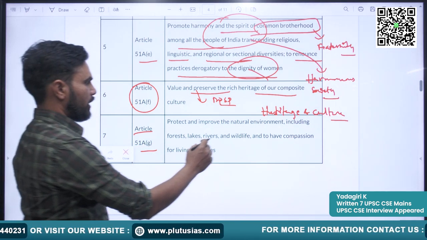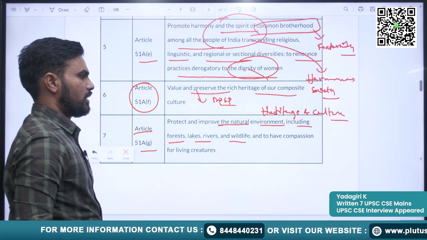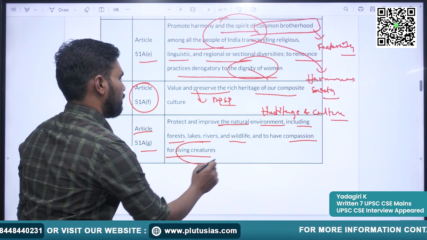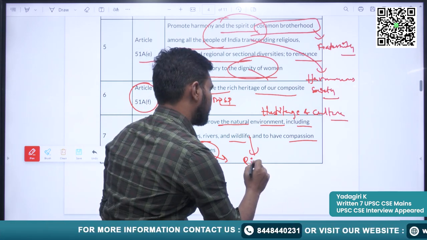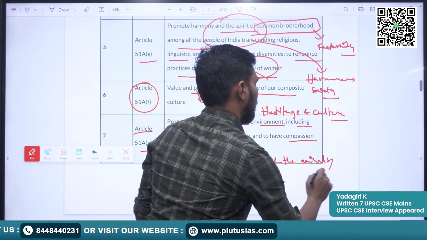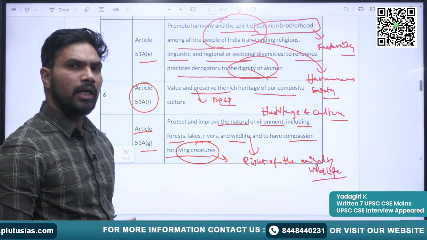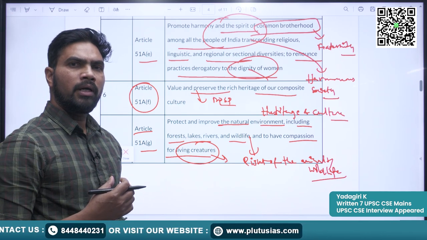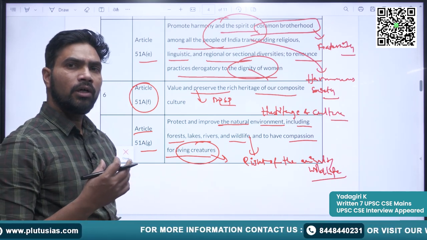The eighth duty is to protect and improve the natural environment, including forests, lakes, rivers, wildlife, etc., and to have compassion for other living creatures. So basically this is talking about respecting the rights of animals or wildlife. Animals also have certain rights. They have the right to live, and this fundamental duty is asking citizens to respect the rights of animals and have compassion towards them.